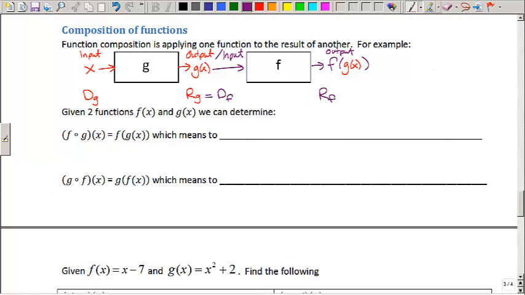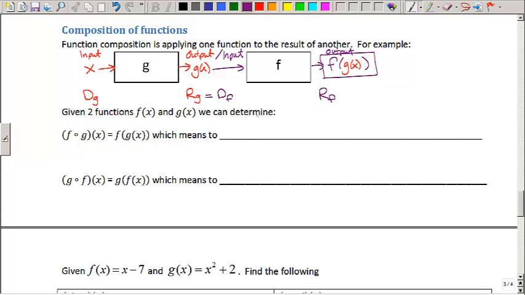So let's go back and read this one more time. Function composition is applying one function to the result of another. So if I'm applying f to the result of g, this is going to get me a function composition. And this output, f of g of x, is what we will be finding when we're looking for compositions of functions. So now let's look at the definition.